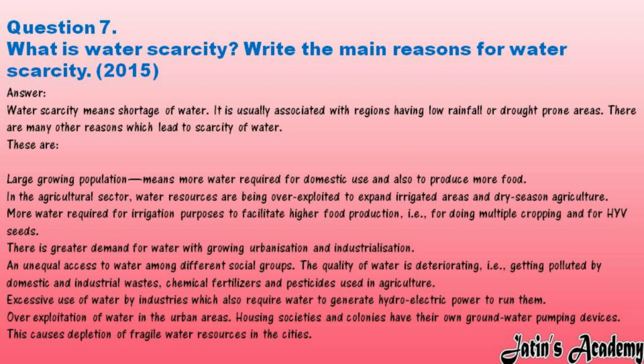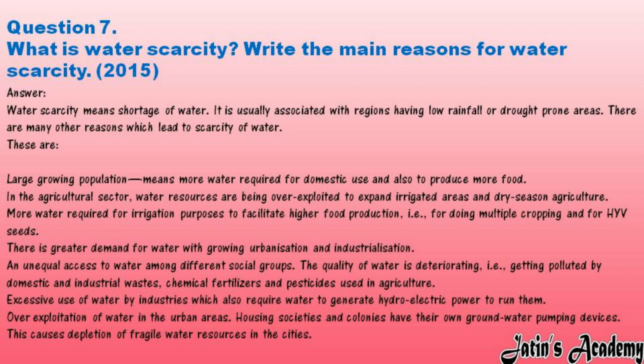Question 7. What is water scarcity? Write the main reasons for water scarcity. 2015. Answer. Water scarcity means shortage of water. It is usually associated with regions having low rainfall or drought-prone areas. There are many other reasons which lead to scarcity of water.